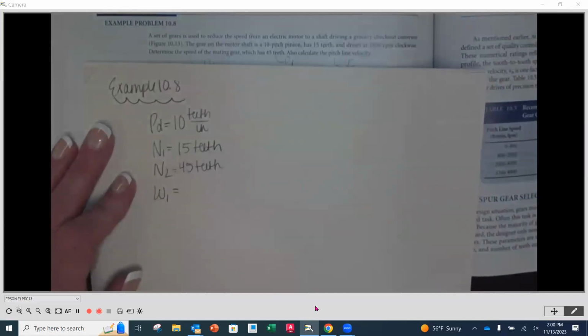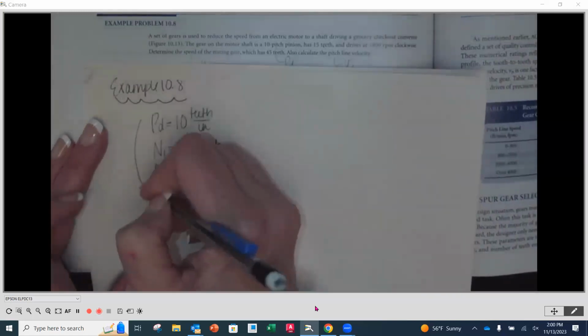And then we also know that W1, which is the rotational speed or the angular velocity of our pinion, is 1800 RPMs. Okay. So this is all of our knowns.